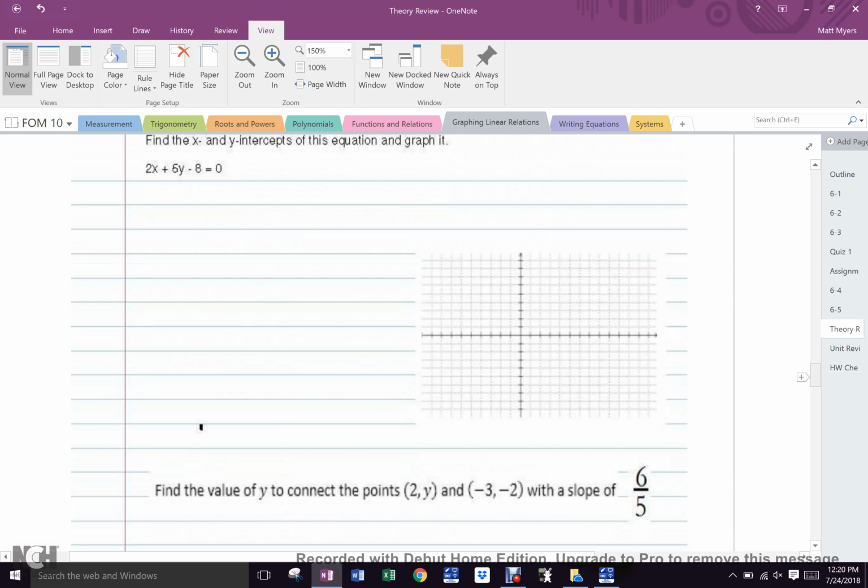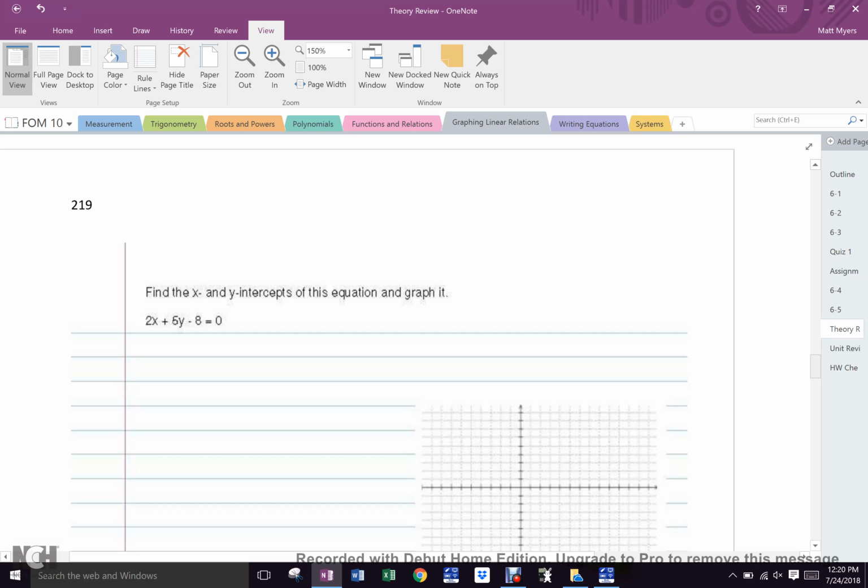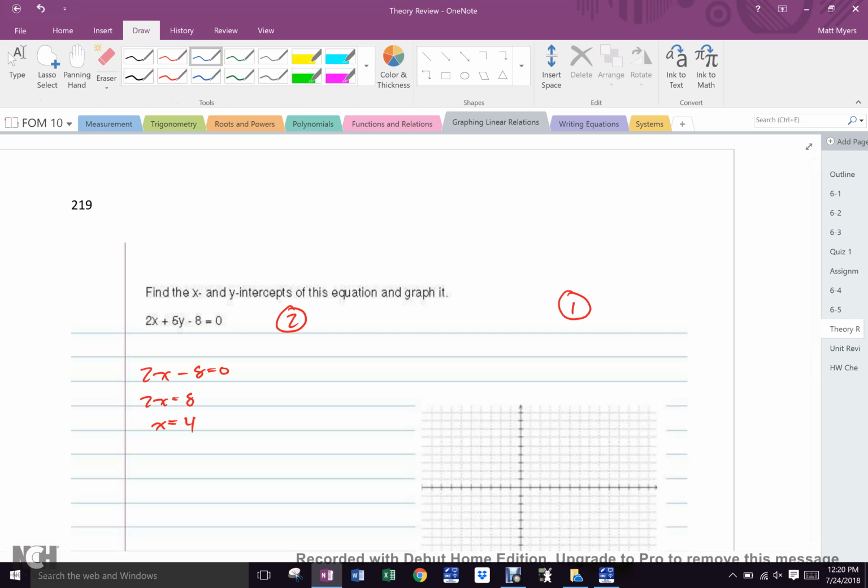Now find the x-intercepts and graph it. You get 2 for the intercepts, 1 for the graph. The x and y-intercepts: 2x minus 8 equals 0, 2x equals 8, x equals 4. And the y is 5y minus 8 equals 0, 5y equals 8, y equals 8/5.